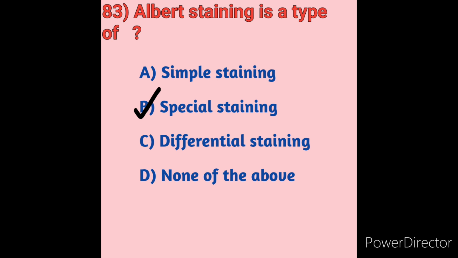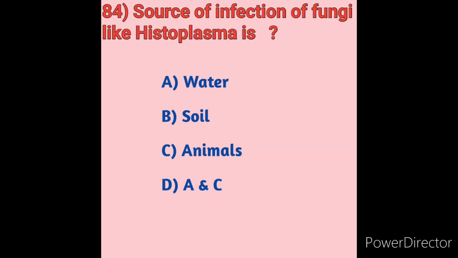Next we will move on to question number 84. Source of infection of fungi like Histoplasma is, we will see here: option A water, option B soil, option C animals, option D A and C.